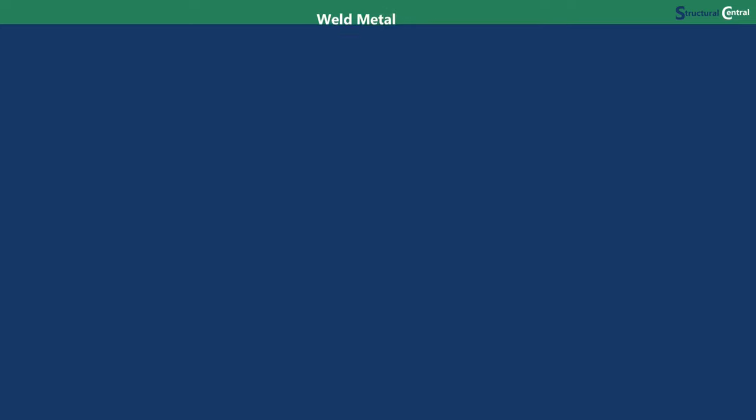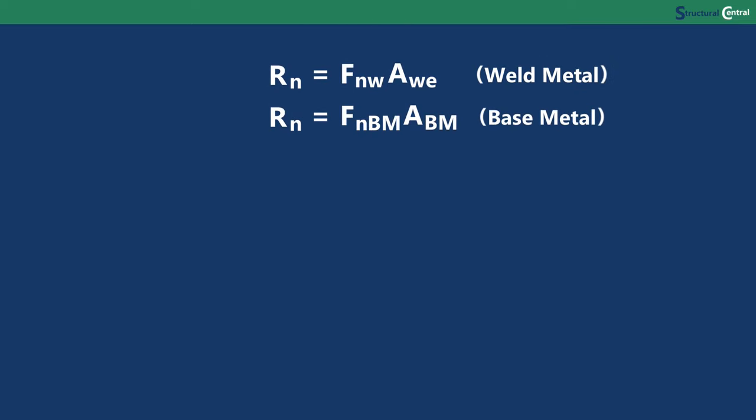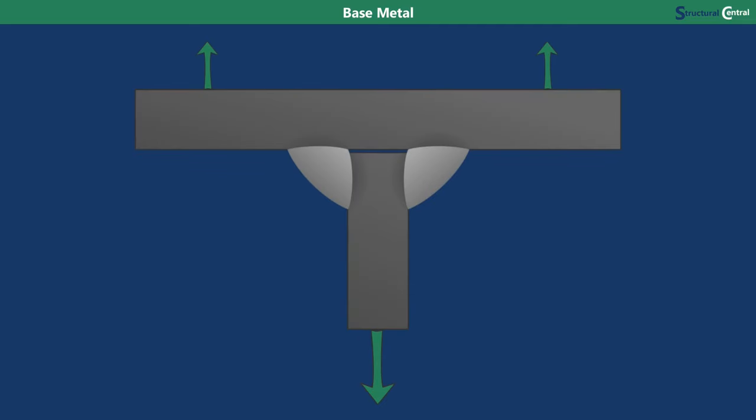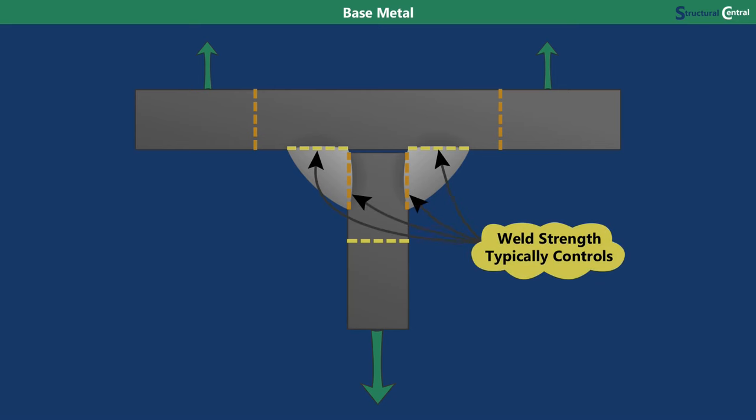Now if we return to the two equations I showed you at the start, the strength of the welded joint may also be controlled by the base metal. It doesn't matter how strong the weld is if the base metal around it is not capable of transmitting the load to the weld. For a welded T-joint, the strength may be controlled by the base metal at any of the planes shown. The planes directly at the face of the welds, though, are not typically checked since table J2.5 requires you to use a filler metal that has a strength that either matches or undermatches the strength of the base metal. This ensures that the weld will control at these locations.